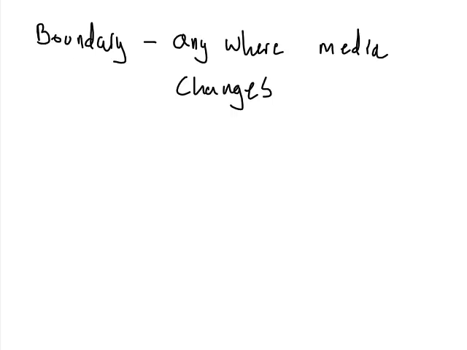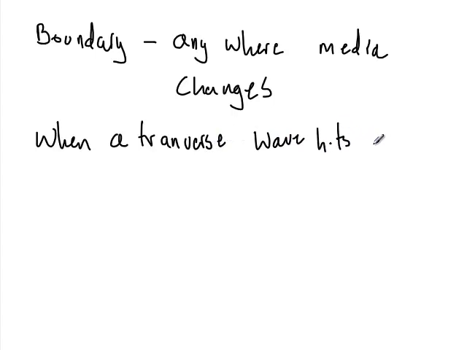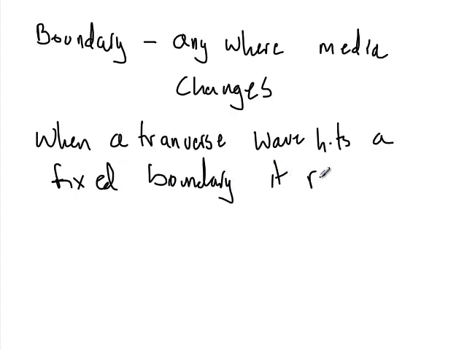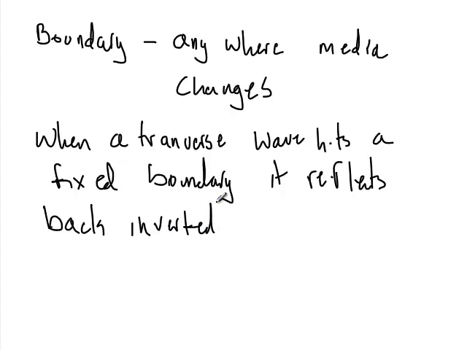So what we have is when a transverse wave, or a wave on a rope, hits a fixed boundary, it reflects back inverted.